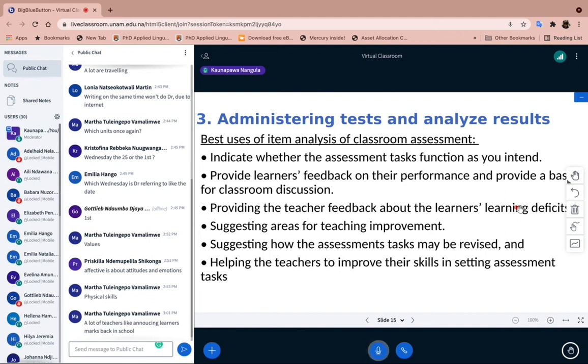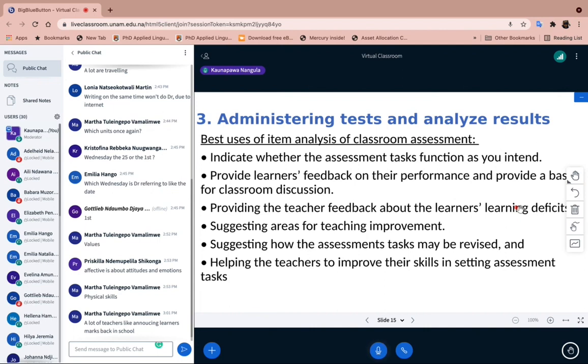And it's through this, when you are analyzing the classroom assessment through the performance of the learners, you can also see what area in your own teaching needs to be improved. All right. And then suggesting how the assessment task may be revised.